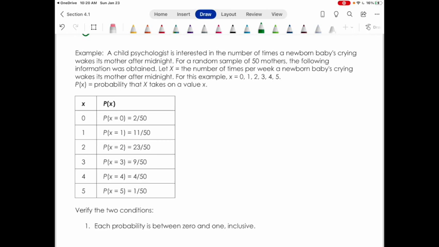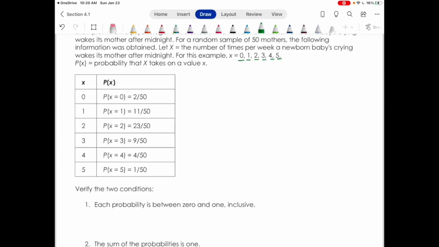So when we look at our first example, it says a child psychologist is interested in the number of times a newborn baby's crying wakes its mother after midnight. For a random sample of 50 mothers, the following information was obtained. X is going to represent the number of times per week a newborn baby's crying wakes a mother up after midnight. For this example, we're going to use 0, 1, 2, 3, 4, 5. And P of X is the probability that X takes on.